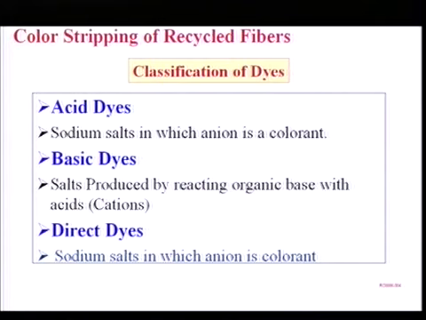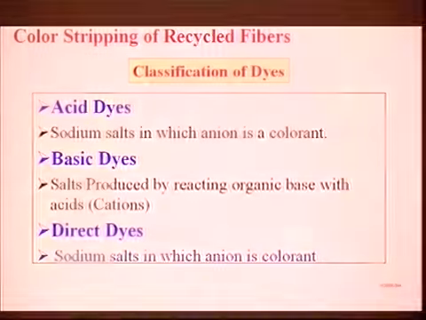Acid dyes are sodium salts of anions, which is a colorant. Basic dyes are salts produced by reacting organic base with acids. Direct dyes are sodium salts of anions, the most popular direct dyes. So, you can see in this color paper, these are all chemical pulp dyed with direct dyes. Here is a red color paper and you have a yellow color, the telephone directories, a pink color and a blue color paper right there. These are all direct dyes.